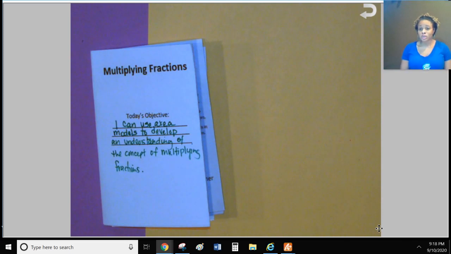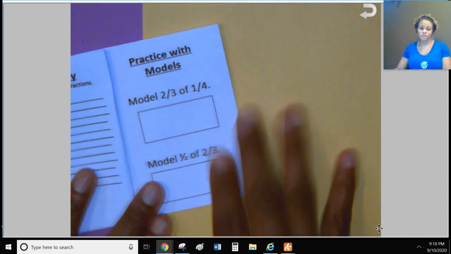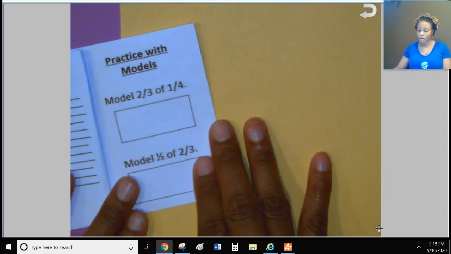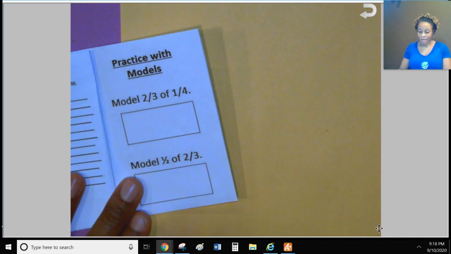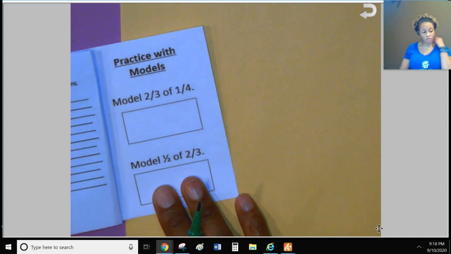So we're going to jump right in and look at how we would demonstrate using area models with multiplying fractions. First, we're going to start with two of our own models that we're going to do by hand. It says practice with models, model 2/3 of 1/4. Model 2/3 of 1/4.